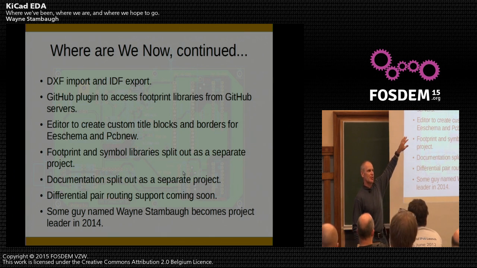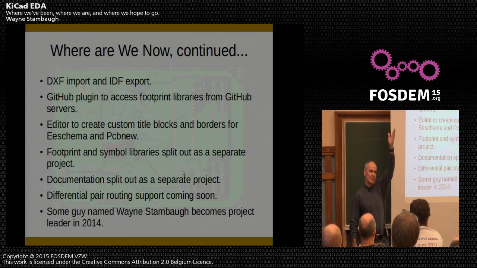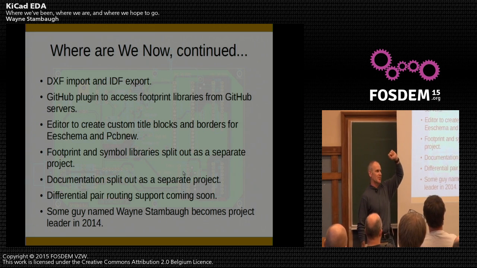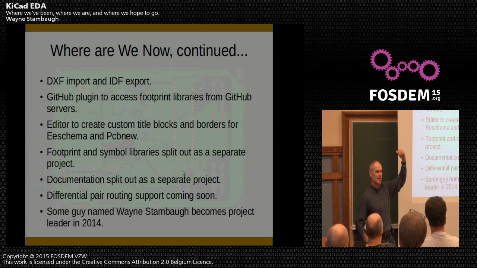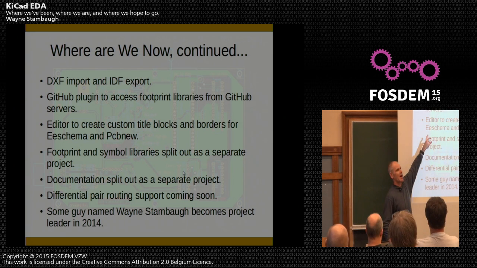You can now do your footprint libraries. In fact, all our footprint libraries are now on GitHub. You use the GitHub plugin, and whenever they're updated, you automatically get them. And it's pretty neat. It's got a copy on write. If you want to modify them, it keeps a local copy on your machine, and then you can do the diff and send it to the library maintainers.